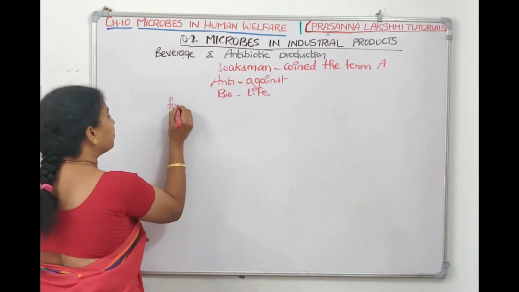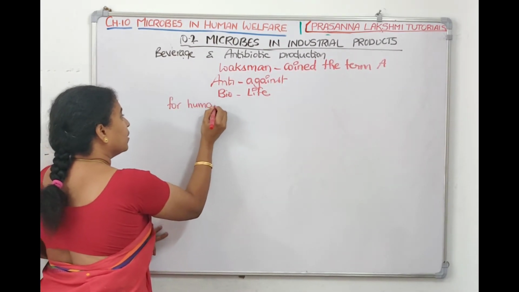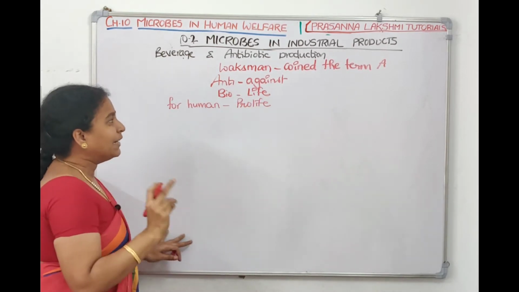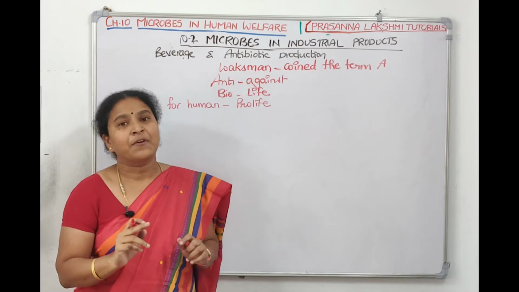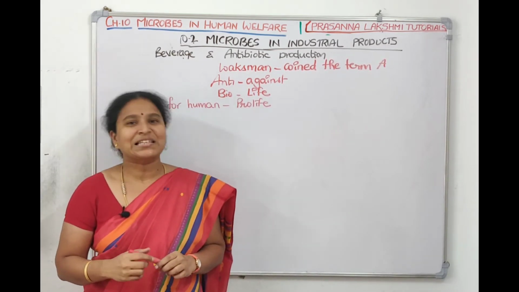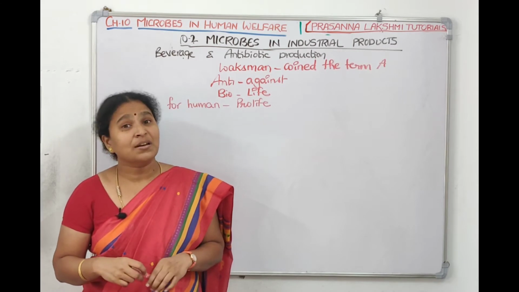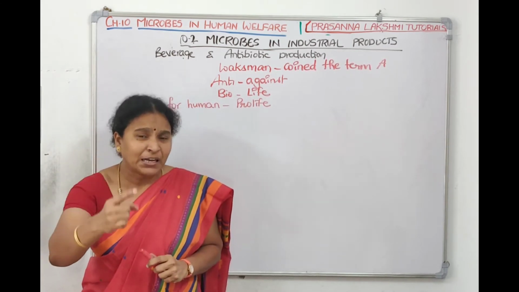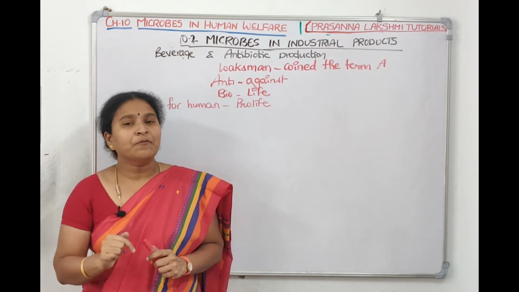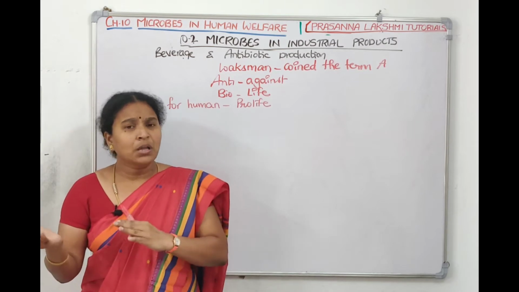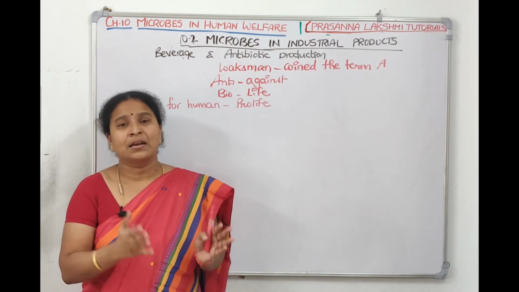For humans it is pro-life. It is not killing us, no. So it is not anti-life for us. For us it is pro-life. And who discovered the first antibiotic? Alexander Fleming discovered the first antibiotic. What is the name he has given? He extracted that antibiotic from a fungus, from a mold. The name of the fungus is Penicillium notatum. That is why after the mold he named it penicillin, right?